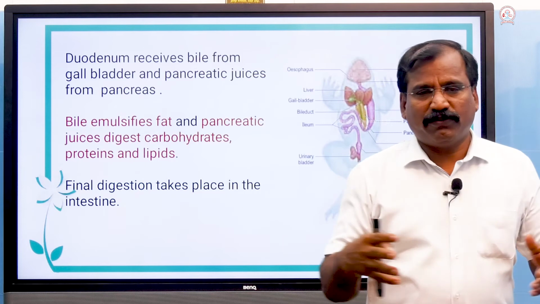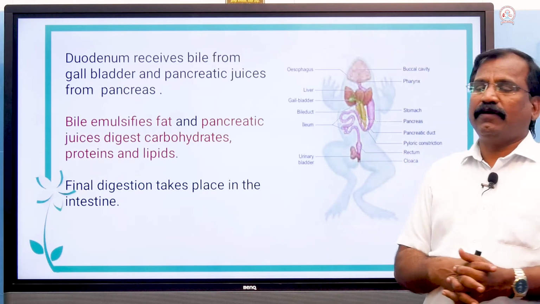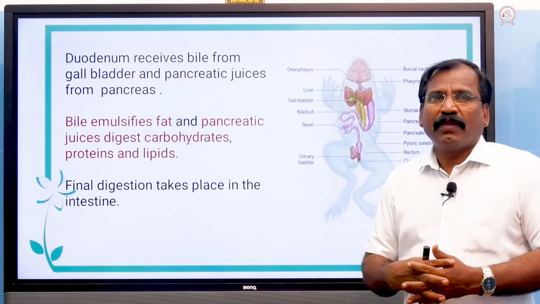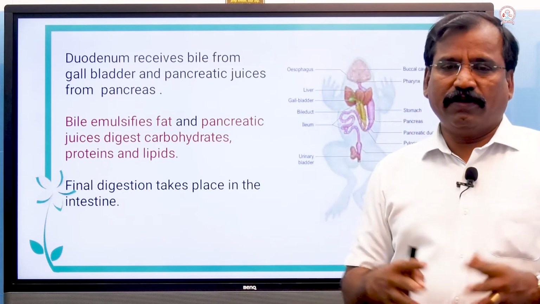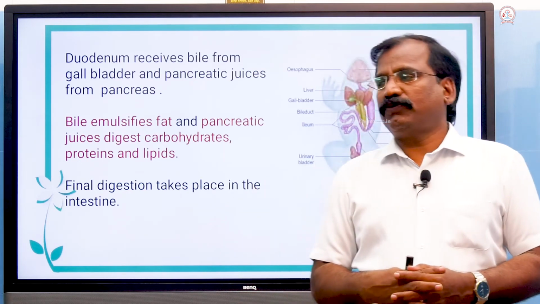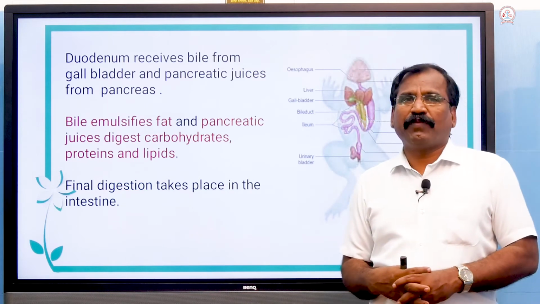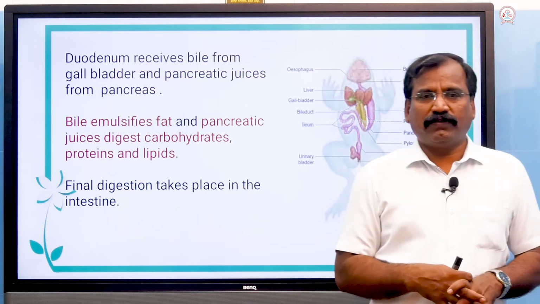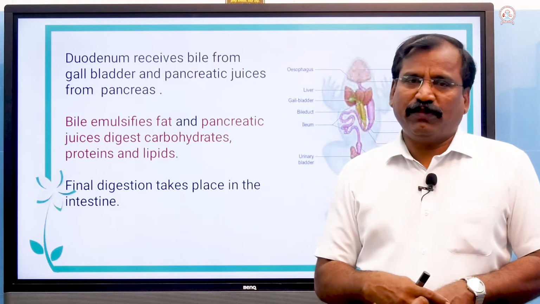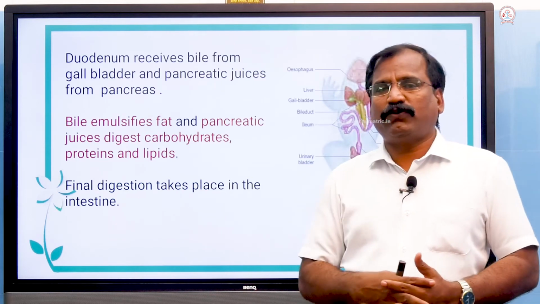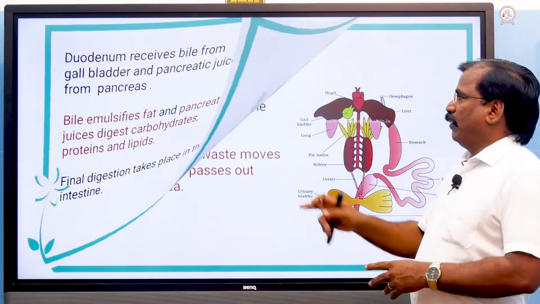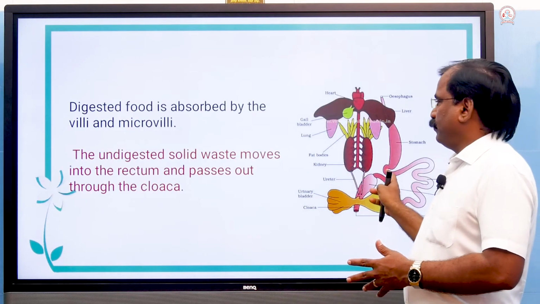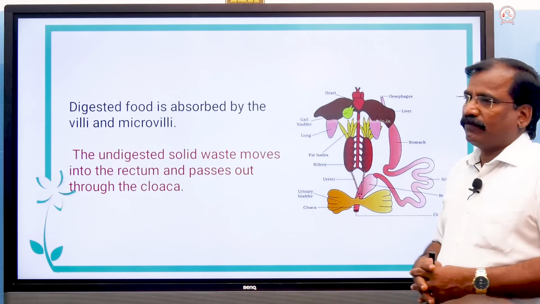Okay, the digestive structure and the process of digestion takes place in the frog. So this is about the digestive system of the frog. I hope you all have understood the structure of the digestive system, and also the process of digestion. Okay, this is the structure.